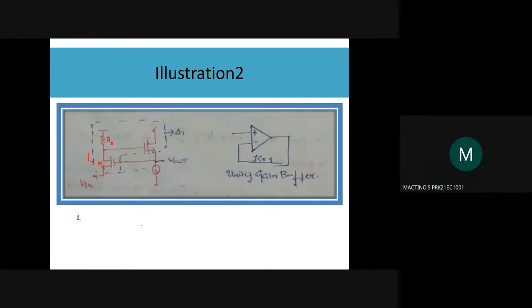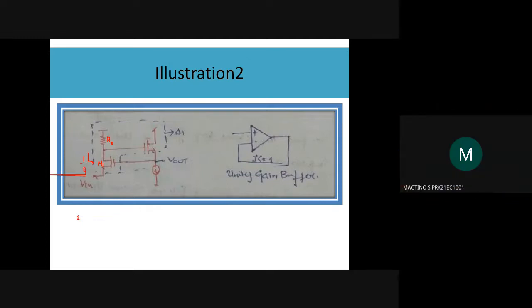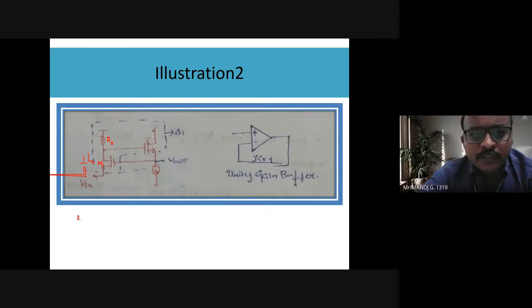Yes, K and A, you already know. You know what is K, what is A. So what is going to be this value? The input impedance of this circuit is given to be 1 by GM1. Previously we have done 1 by GM1. So 1 by GM1 is the Rn.